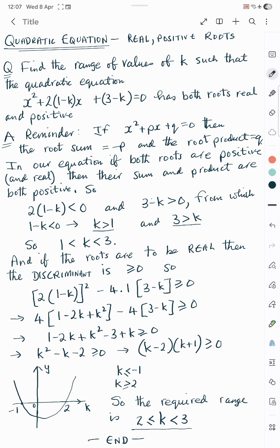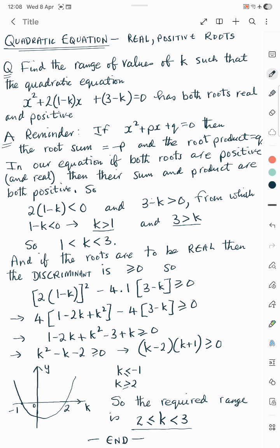So we will have 2 times (1 minus k) is less than 0, and 3 minus k is greater than 0, from which we have 1 minus k is less than 0, which means k is greater than 1, and also 3 is greater than k. So k has to lie in the range between k is greater than 1 and less than 3.